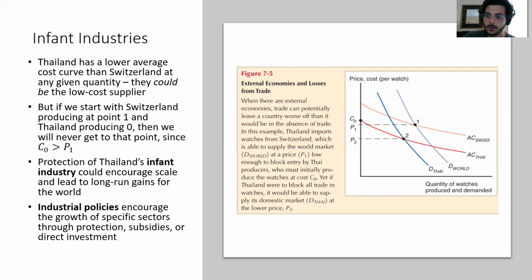Protection is not necessarily the only option here. More generally, there's something called industrial policy, and these are policies that encourage the growth of specific sectors through protection, or through subsidies, or through direct investment. So rather than protection and Thailand just supplying their own domestic watch market, the government could subsidize domestic production of watches to kick them off on their economies of scale, put them somewhere out here on their average cost curve, or they could directly invest. So the government could start a watch factory themselves, and that would start off the process of economies of scale.